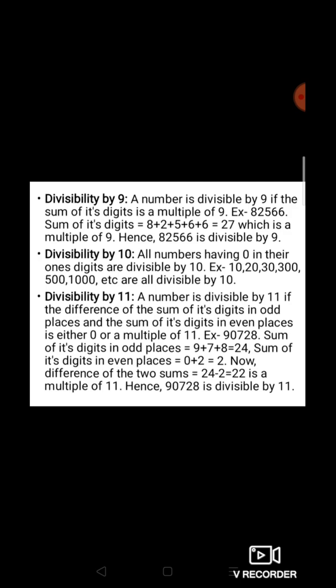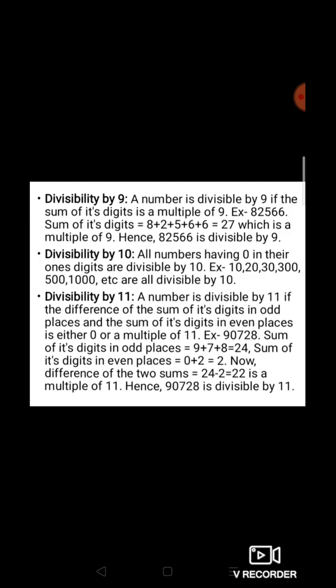Now we will add the even place digits. Here the even place digits are 0 and 2. If we add them, we will get 2. Now we have to subtract the even place sum from the odd place sum. If we subtract here, 24 minus 2 gives us 22. So that means 22 is a multiple of 11. We know that very well. So we can say that this whole number 90728 is divisible by 11.